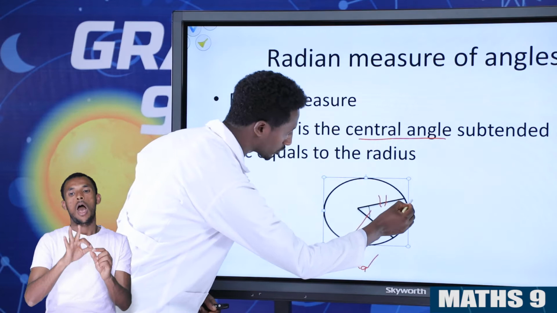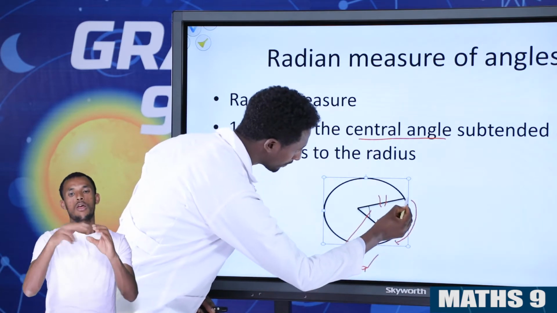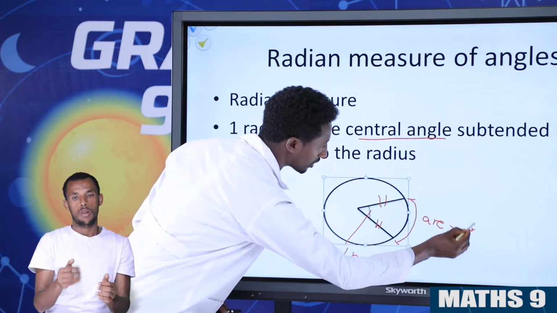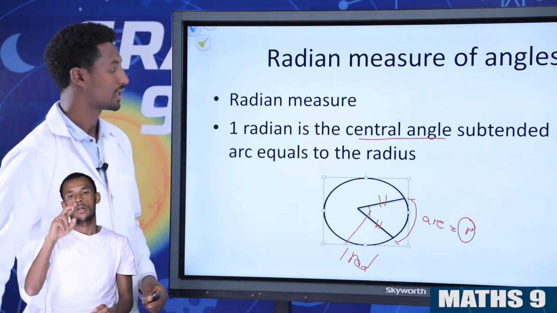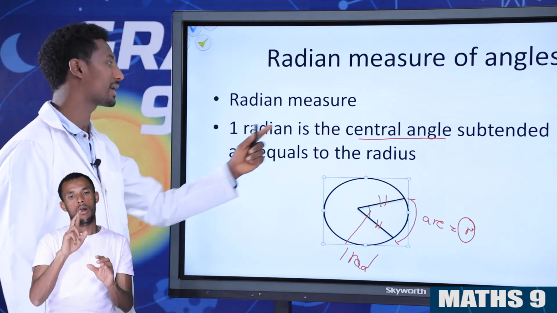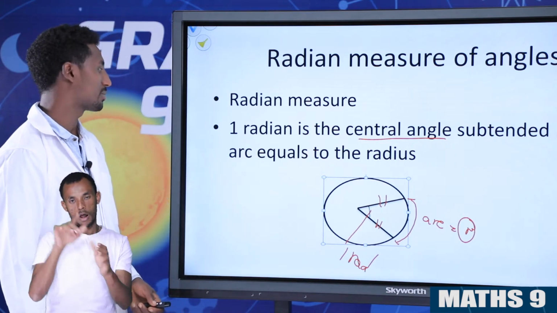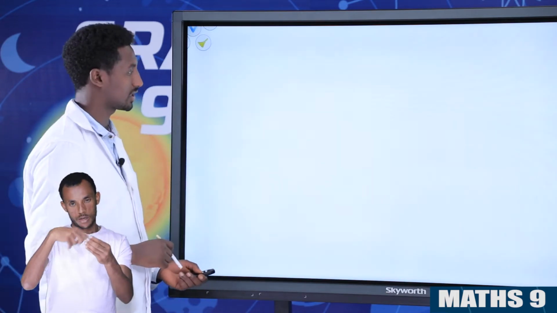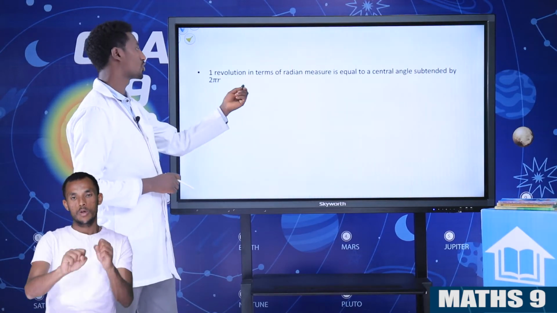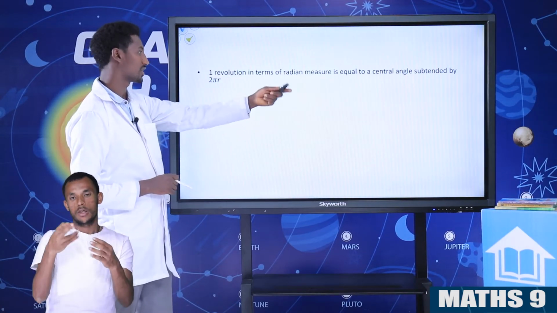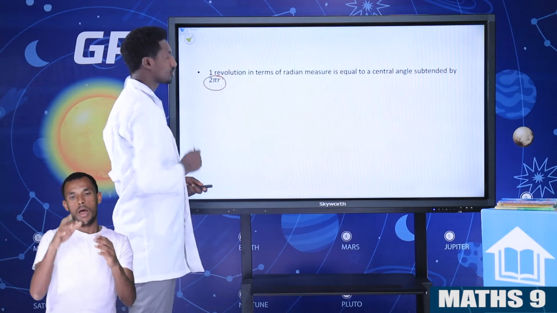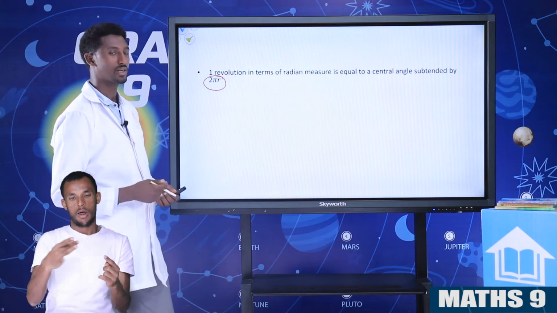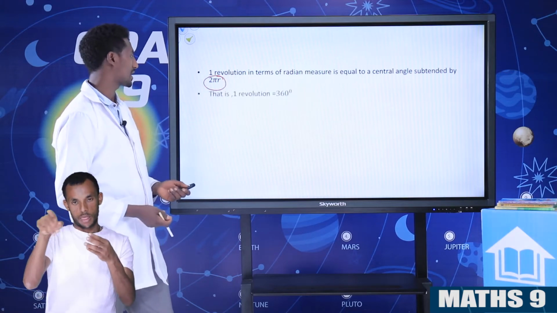And this one radian, or simply one rad, is the central angle which is subtended by an arc which is equal to the radius of a circle. This arc is equal to the length of the radius r. So one radian is the central angle subtended by an arc equal to the radius of the circle. So one revolution in terms of radian measure is the central angle which is subtended by 2 pi r.